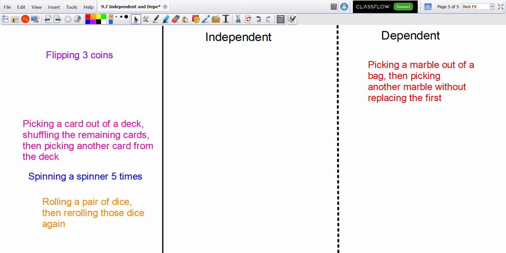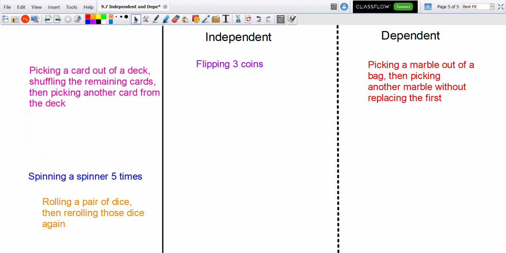Flipping 3 coins. This is going to be independent. Because if I flip 3 different coins, the outcome of the first one does not affect my flipping of the second coin. The coins are not connected at all. I could get a heads on the first one, and my second one is not affected by the fact that the first one was heads. So these are independent events.